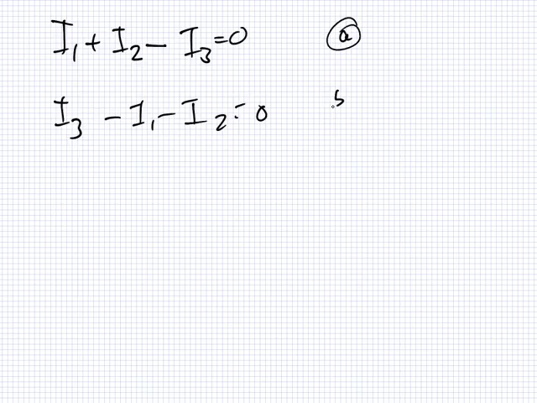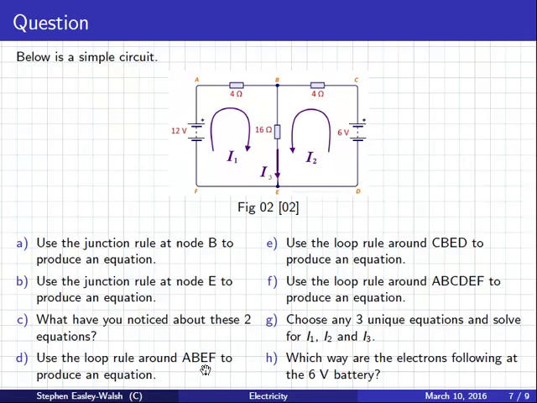Part C. What have you noticed about these two equations? They are equal, the same. So do you need both of them? No. So one of them can be deleted. Right, use the loop rule around A, B, E, F. Make a loop rule here.